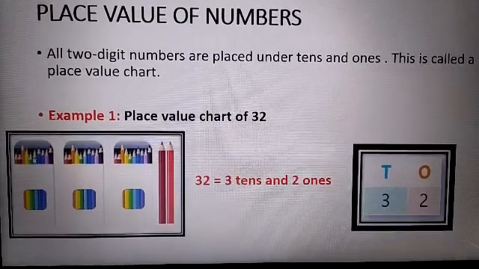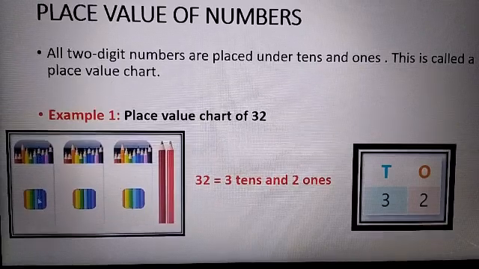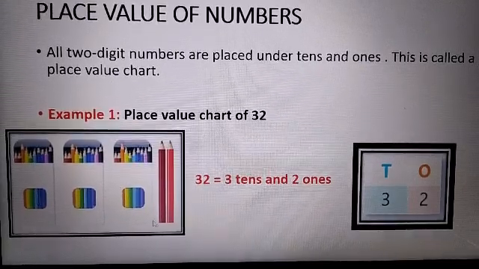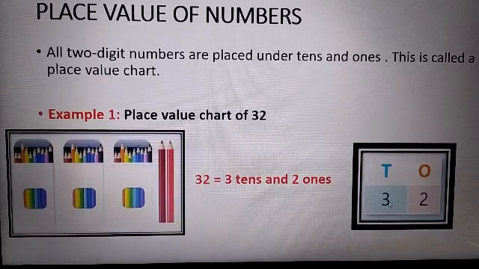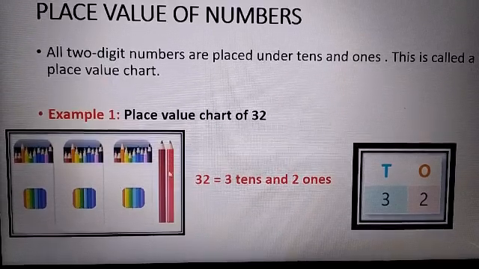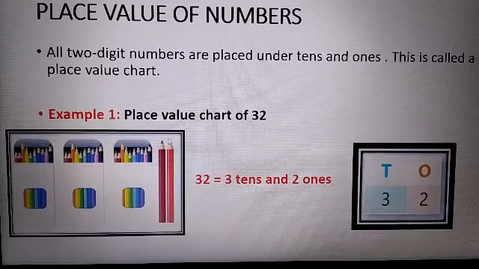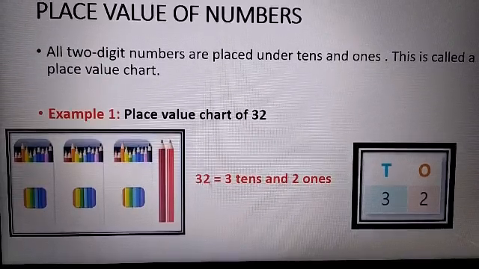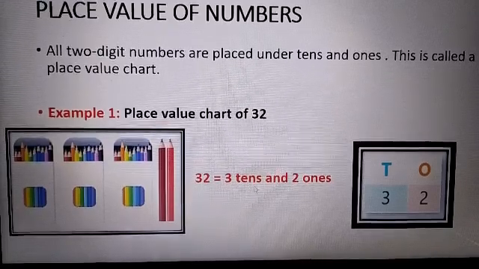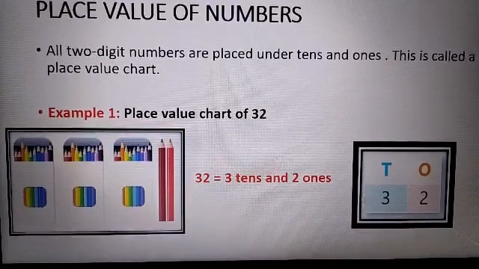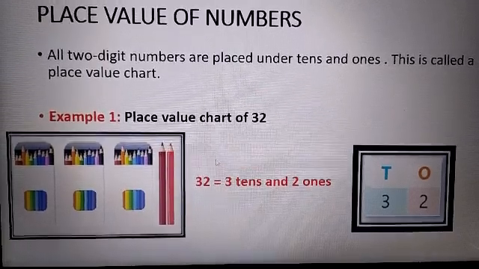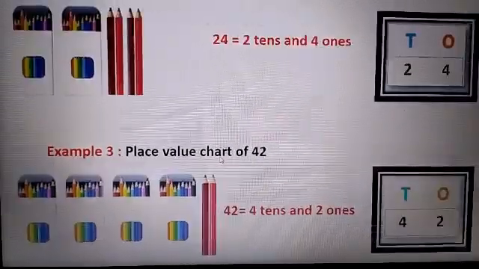Now each set of colors is 10, so 3 sets make 3 tens. And how many ones are there? 1 and 2. So 2 ones. So 32 is equal to 3 tens and 2 ones. Here it is written 3 tens and 2 ones. Okay. Let us see one more example.